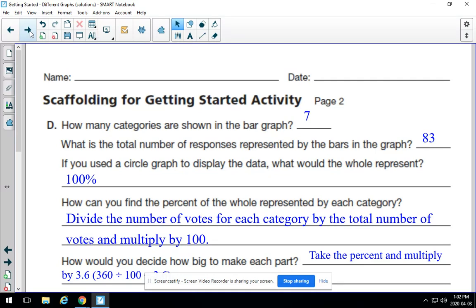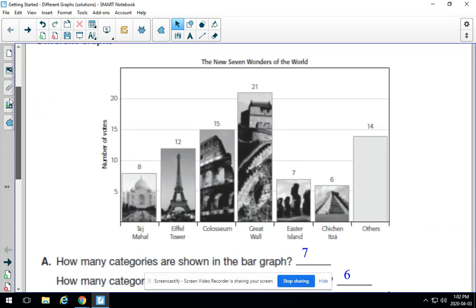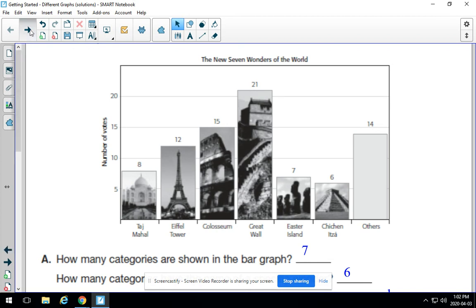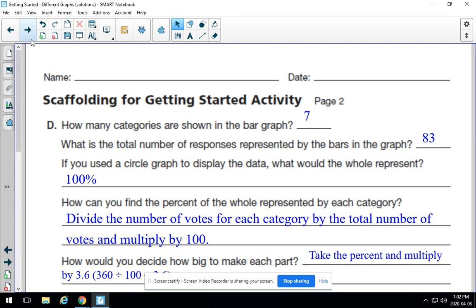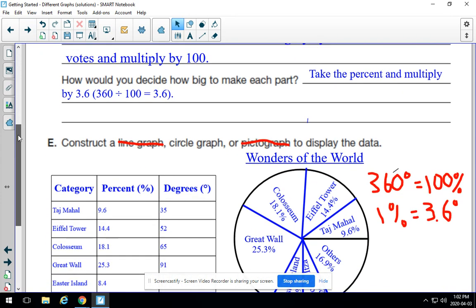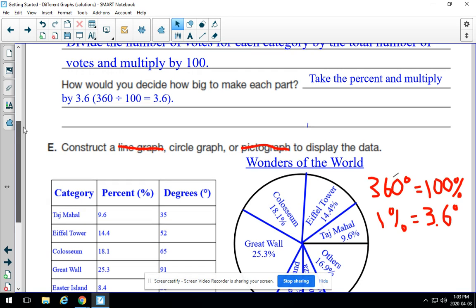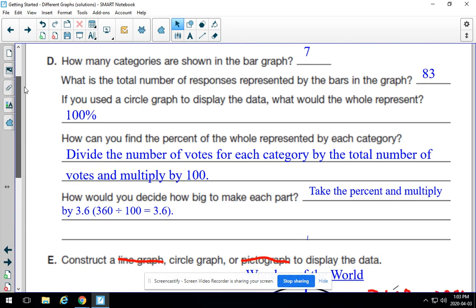Then to figure out what percentage for your circle graph each category would be, you have to take the number of votes for each category, divide that by the total number of votes, which is 83, and multiply by 100. So if you were doing, for example, Taj Mahal, you would go, okay, 8 votes for Taj Mahal divided by 83 votes total, times that by 100, and that would give you 9.6%. Okay, so that's how you get the percentage for your pie graph or your circle graph.